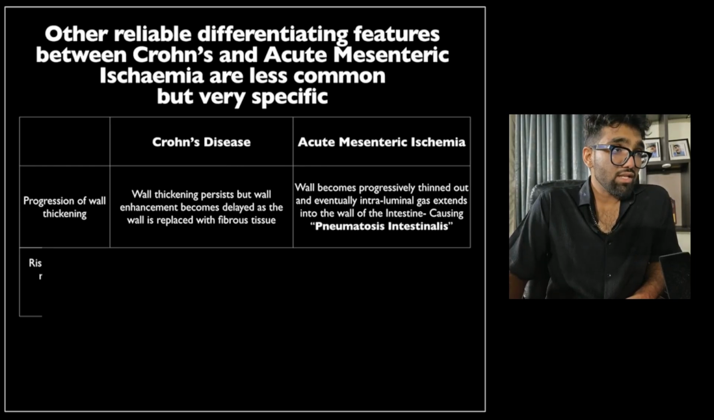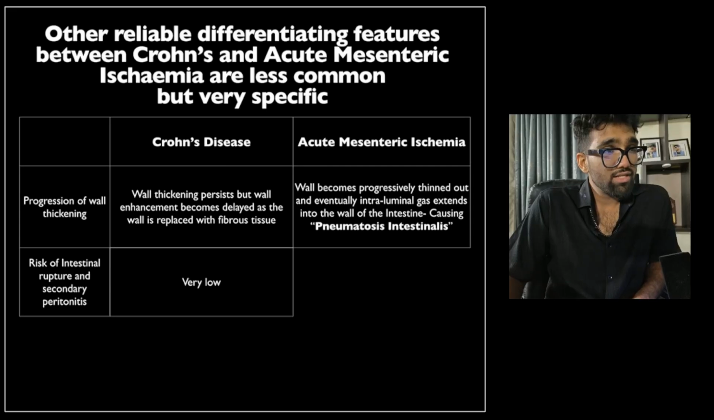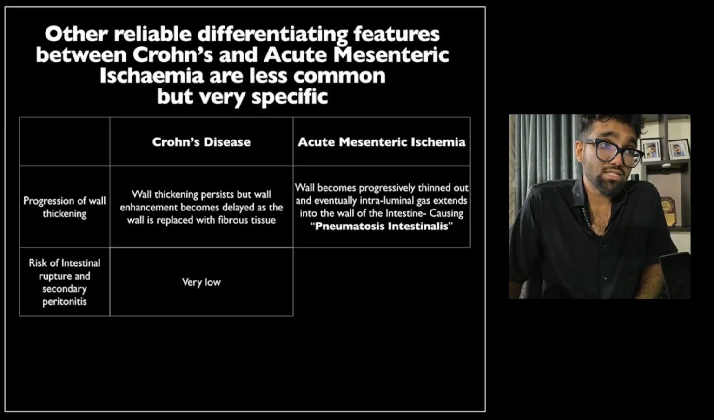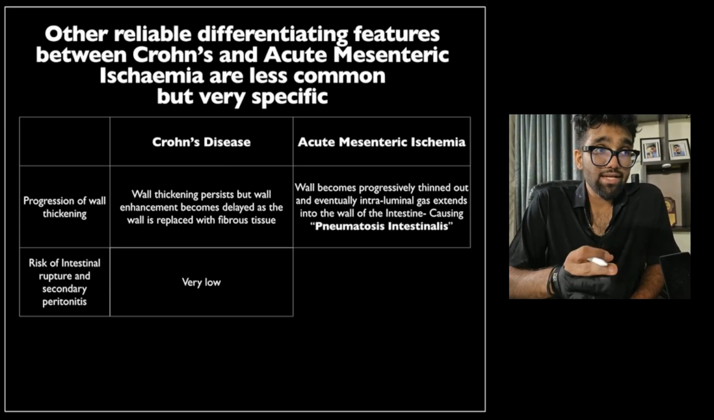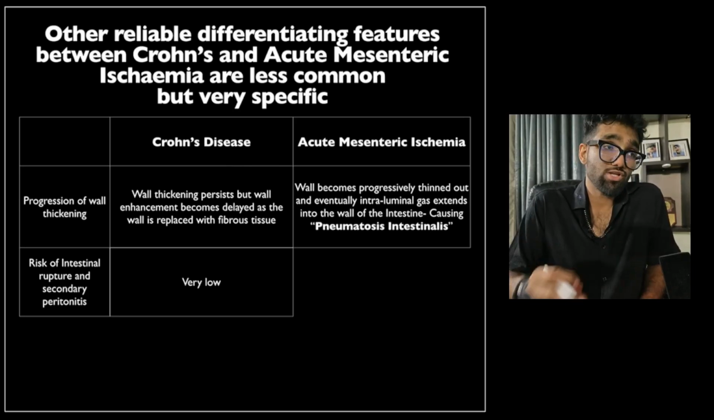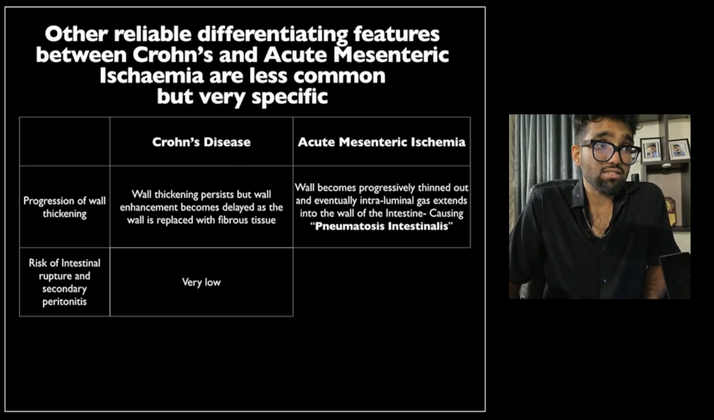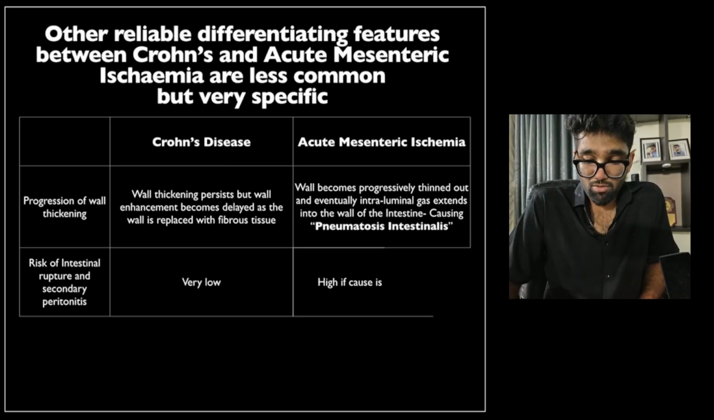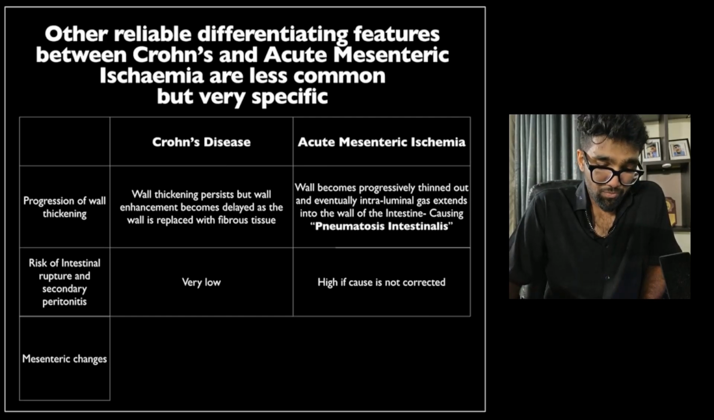Now, because in Crohn's disease the bowel wall is actually thickened, the risk of rupture is very low. Although the inflammation is transmural, so it could extend into surrounding structures, it could fistulize into other epithelial tracts nearby, such as the rectum, the vagina, the bowel, the urinary bladder. Now, in case of acute mesenteric ischemia, if uncorrected, it's likely to progress to full-fledged necrosis, and you would end up getting pneumoperitoneum.